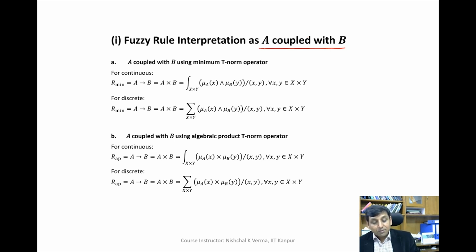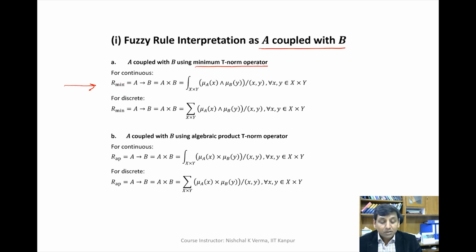So let us take the first case where we have the minimum T norm operator. So the first type of T norm operator is min. So for continuous fuzzy sets A and B, where R is the relation fuzzy set which is coming out from A cross B.